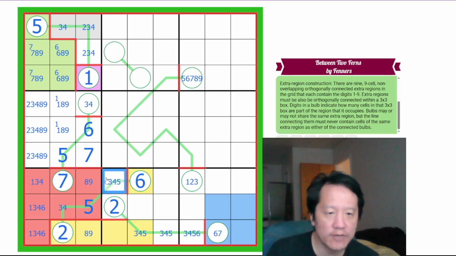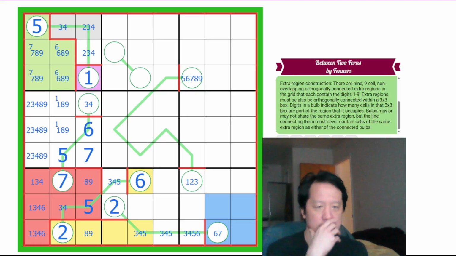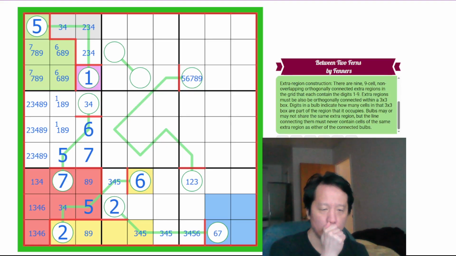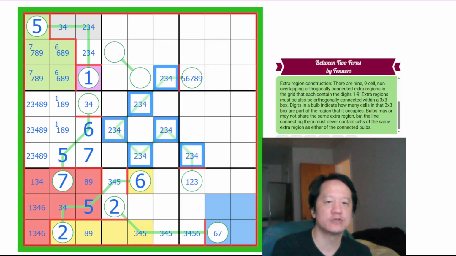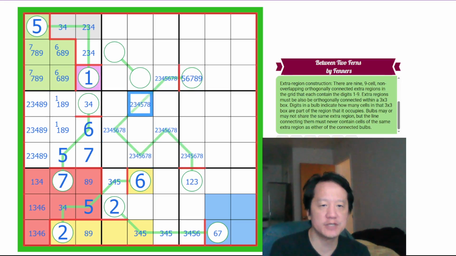So this is never going to be part of this red region. So this is a boundary. These digits in between have to be 2 through 8, which is not very restrictive. This can't be 6, this can't be 6. No 6 here, no 6 here. Oh, wait, this can't be 5.